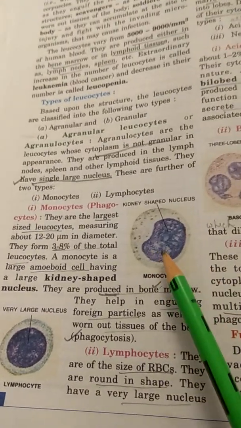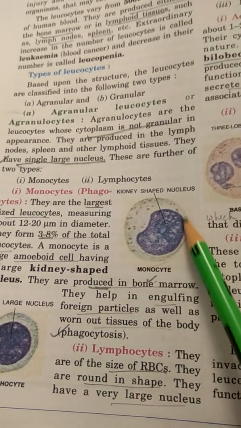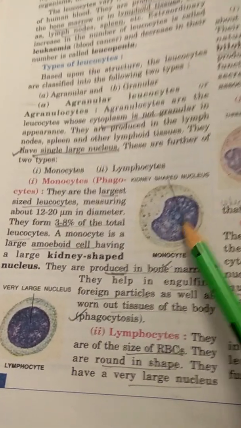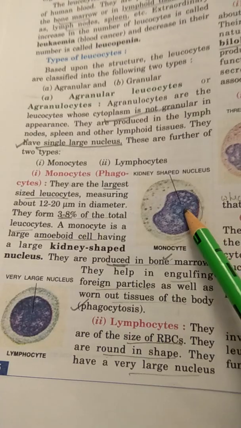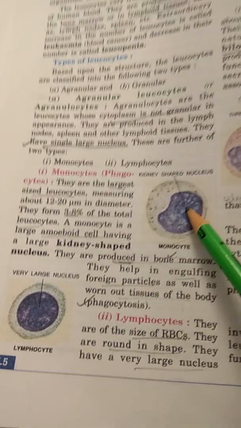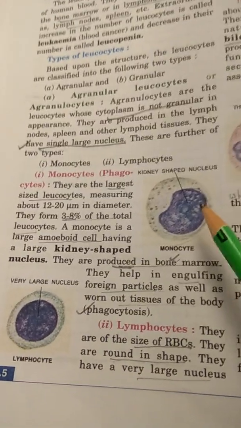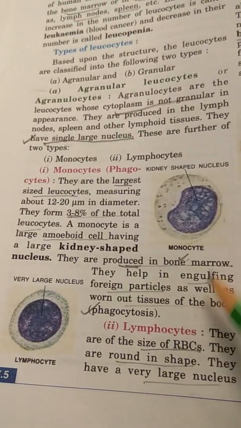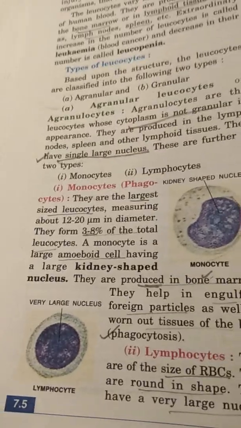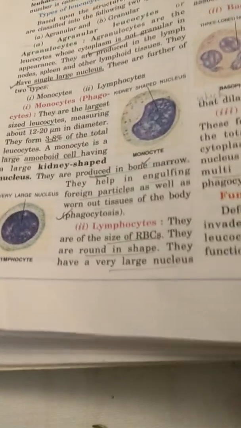It is a large amoeboid cell having a single large kidney-shaped nucleus. This is its characteristic feature. They are produced in bone marrow, and the function of monocytes is to engulf foreign particles, any foreign body, as well as the worn out tissues, that is the injured body cells, by a process called phagocytosis. Phagocytosis itself is a process of engulfing foreign particles and the worn out blood cells.